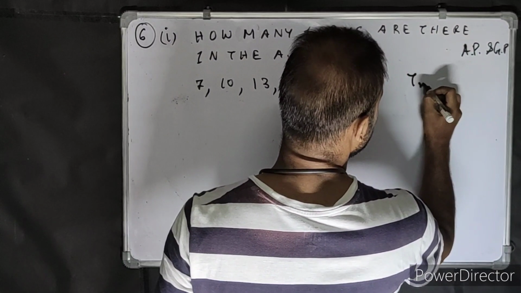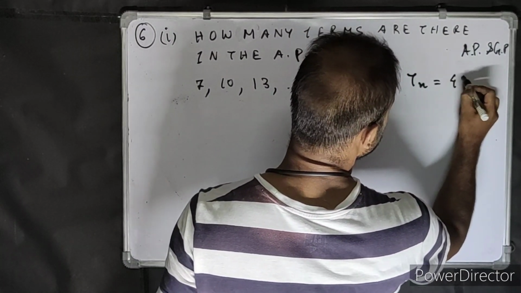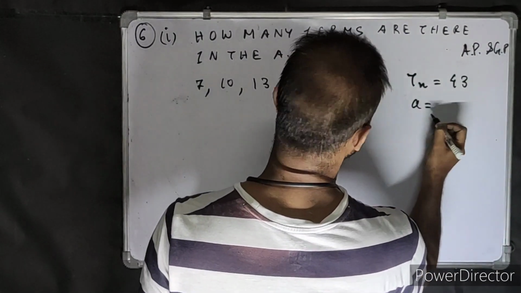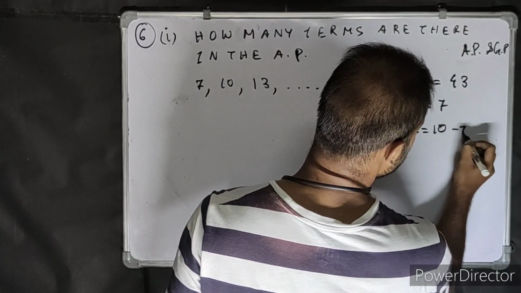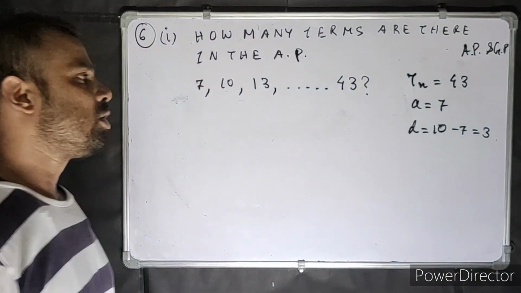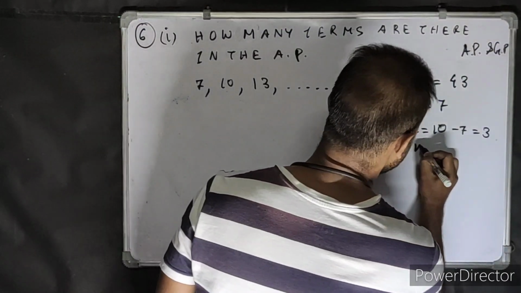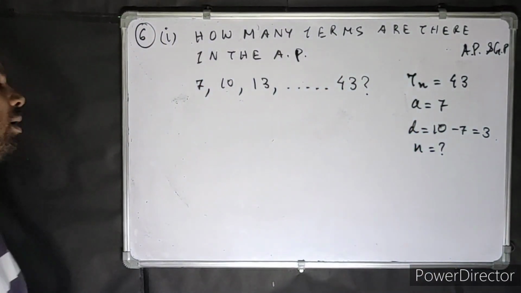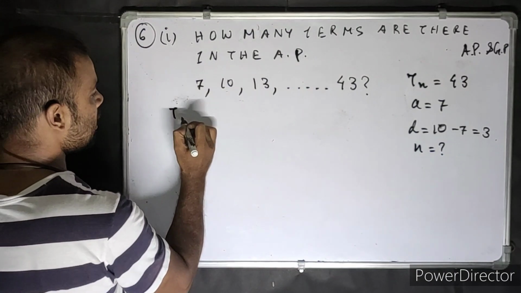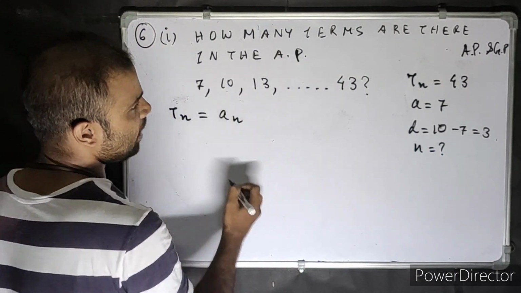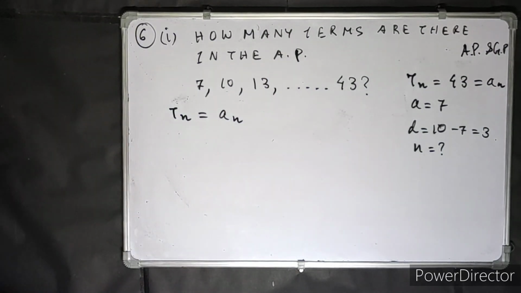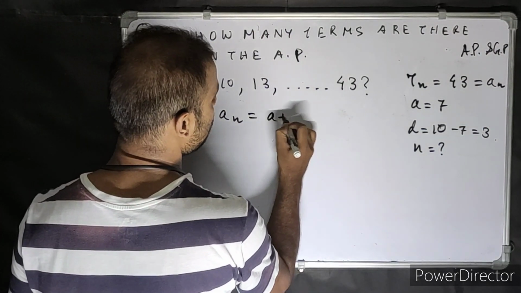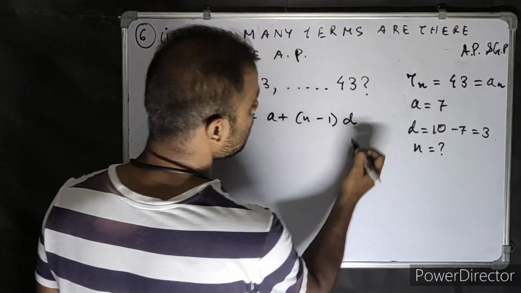Over here, write what is given to us. Tn is 43, A is the first term, that is 7, D is equal to 10 minus 7, that is 3. We need to find n here. So let's start with the formula Tn or A of n, those of you who are confused with Tn, is equal to A plus (n minus 1)D.